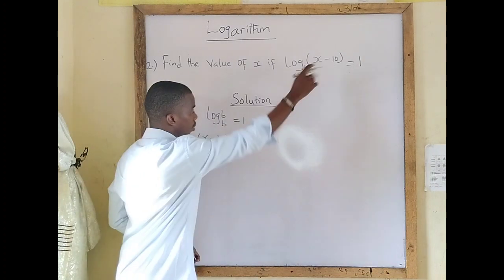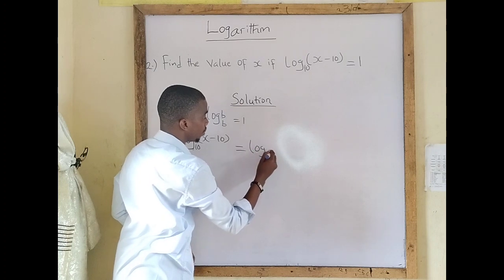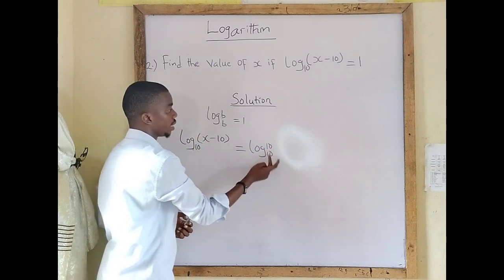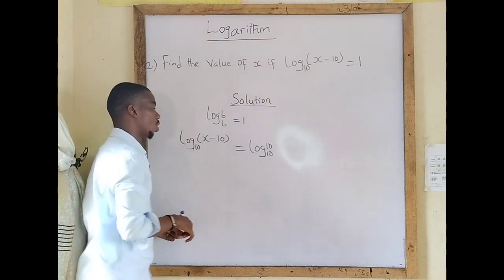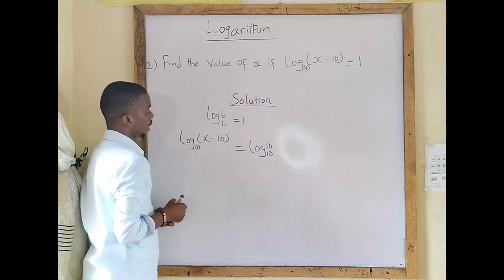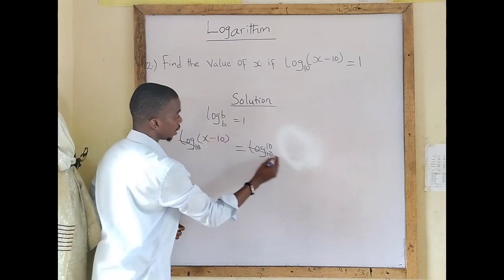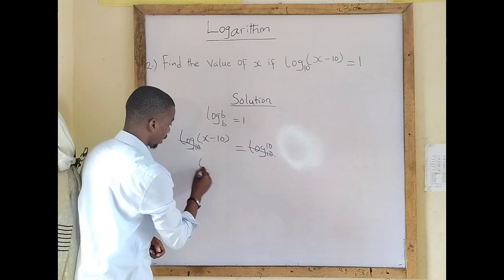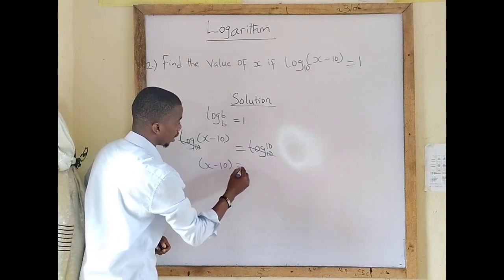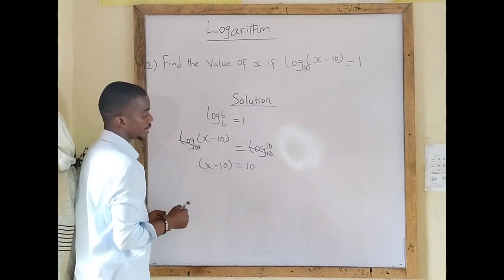So this is what I mean. I will write 1 as log 10 base 10. We move a step backwards; 1 came from log 10 base 10. At this point we have log base 10 on both sides of the equation, so log 10 here will cancel log 10 here, so that we have (x - 10) is equal to 10.